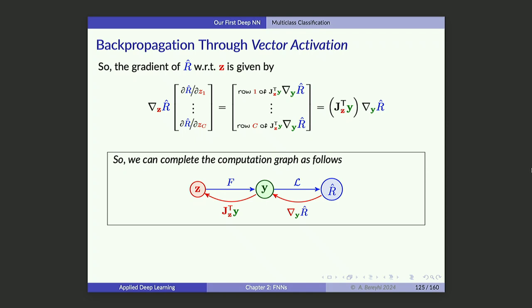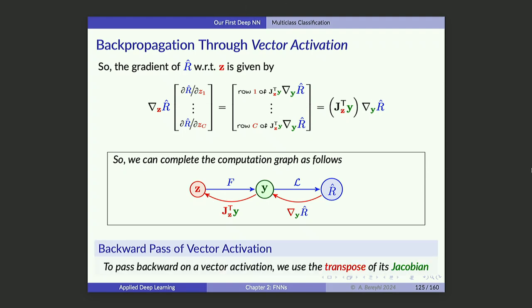Clear? Any questions? So, moral of the story, backpropagation is important, right? Okay? So, backward pass over a vector activation is possible.